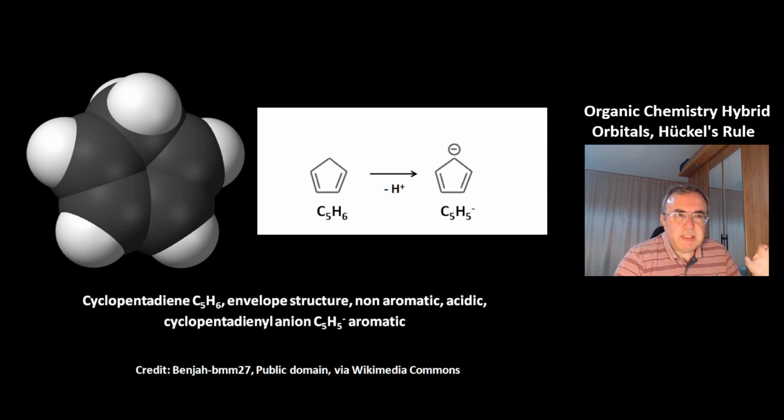However, we can now predict one of the properties of this compound, and that's it's acidic. Because after it loses one proton, you get here a free electron pair. Now you have a 6-pi electron structure, and that's aromatic. That's why this cyclopentadienyl anion, C5H5-, is aromatic.